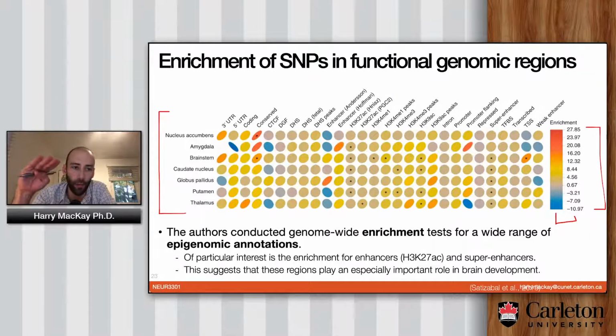Sometimes you could have the same amount as you'd expect by chance. That would be an enrichment of 0. You could have way more than you expect by chance. That would be a positive enrichment. Or you could have way fewer overlaps than you'd expect by chance, and that would be a depletion. So you can go through and look at these different annotations.